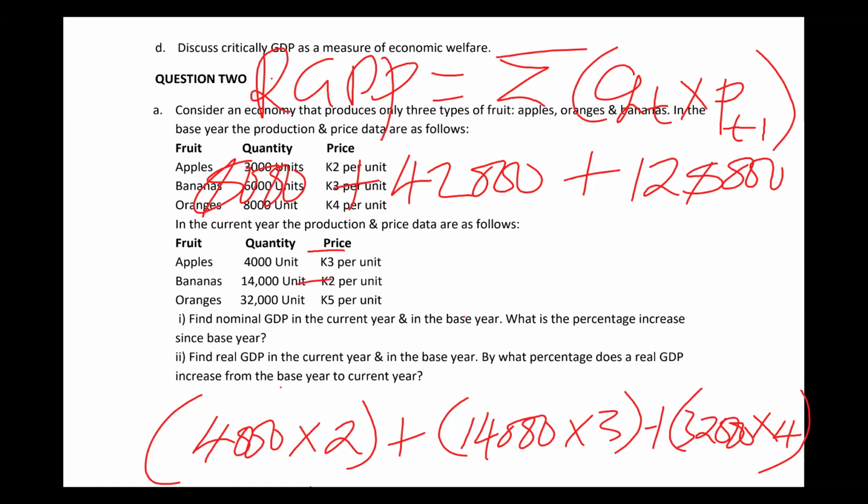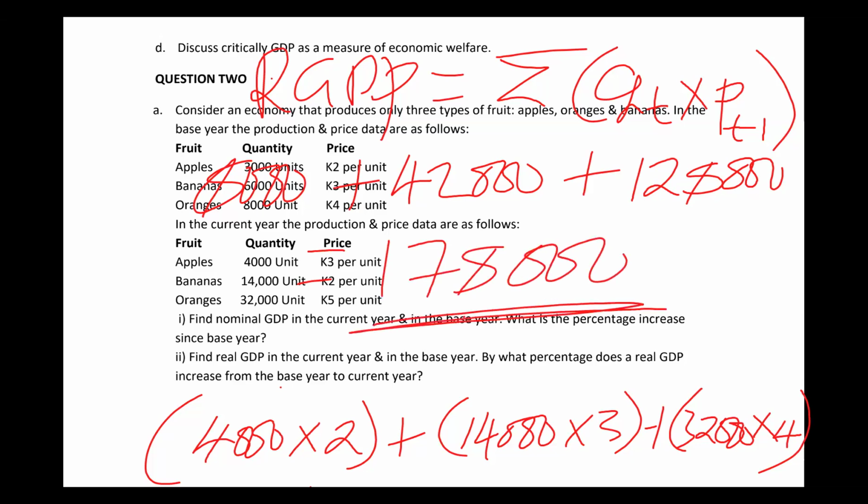What are you finding as the real GDP for the current year? 178,000. Everyone finding the same? Yes. Okay. So I will re-echo, it is the quantities of that year times the price of the base year. As long as you have used the prices of the base year, please, it is the real GDP.